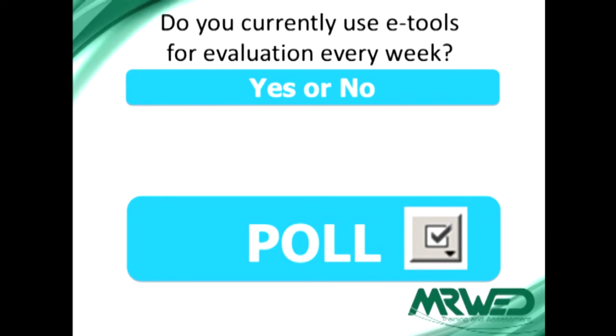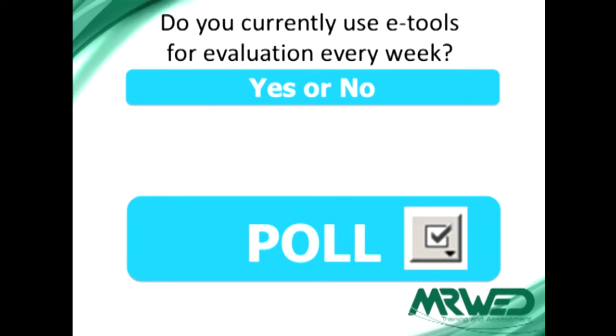It's about using e-tools for evaluation, so I thought a good starting point would be to have a quick poll. You'll see the polling information on your screen. It looks like a little checkbox. If you click that checkbox, you'll be able to choose yes or no. The question is, do you currently use e-tools for evaluation every week?